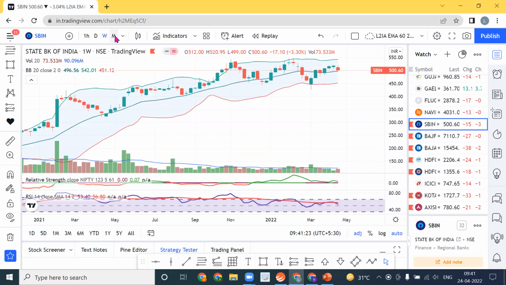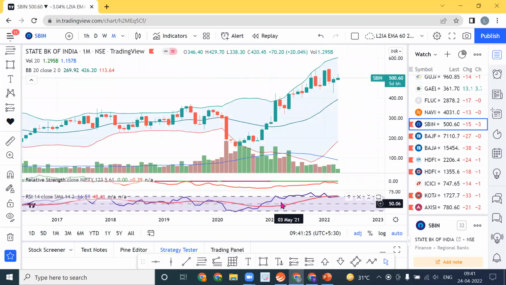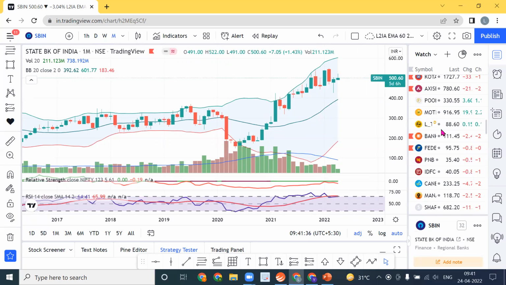On the monthly chart, it is at the 65 levels. Okay, but the relative strength is low. So still SBI, because the banking sector is down, it is not giving me good signals.